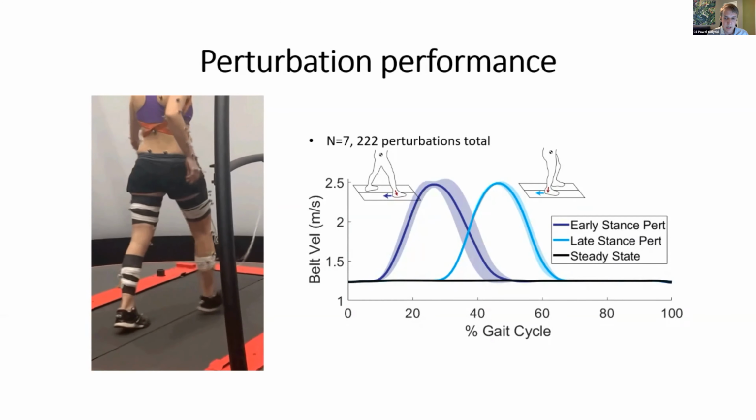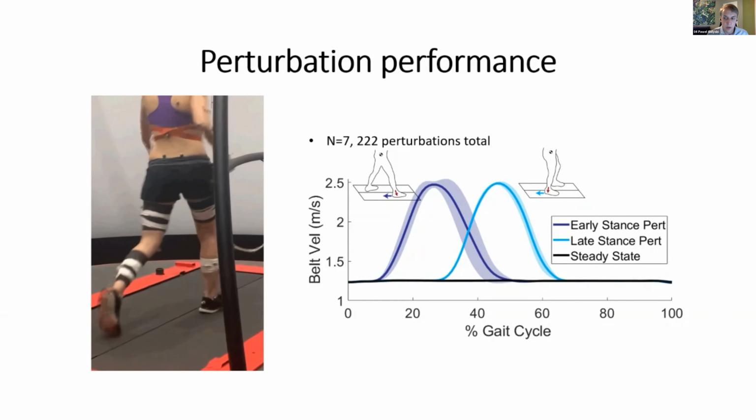As we can see from the plots on the right, our perturbations occurred between 10 and 45% of the gait cycle for early stance onsets, and between 30 and 65% of the gait cycle for late stance onsets.